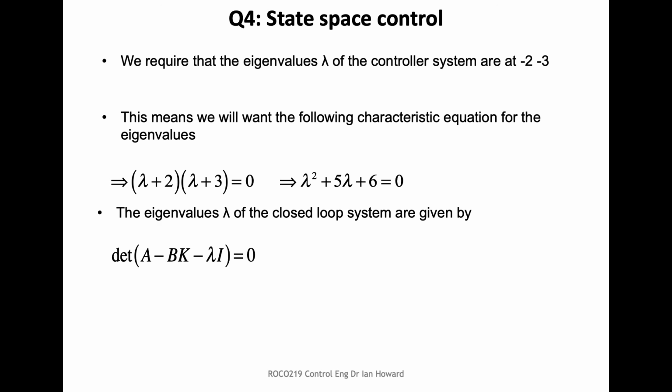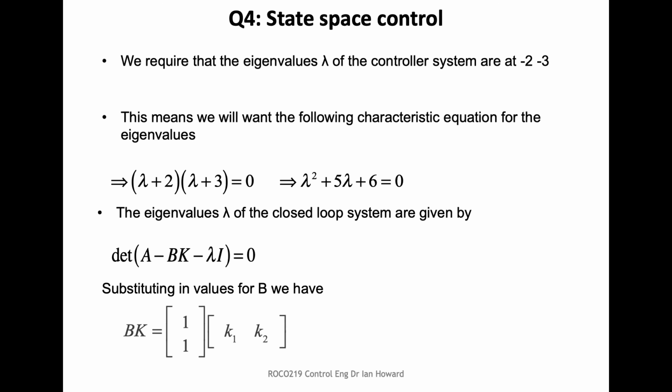So the eigenvalues of the closed loop system are going to satisfy the equation that the determinant of A minus BK minus lambda I equals 0. So we have the A matrix, the B and K matrices, and lambda times the identity matrix. Now we have to substitute in B. In fact, we have to substitute in BK. So let's calculate BK. It's going to be the B vector multiplied by the K vector, and we've been told that we should put in K1 and K2 here.